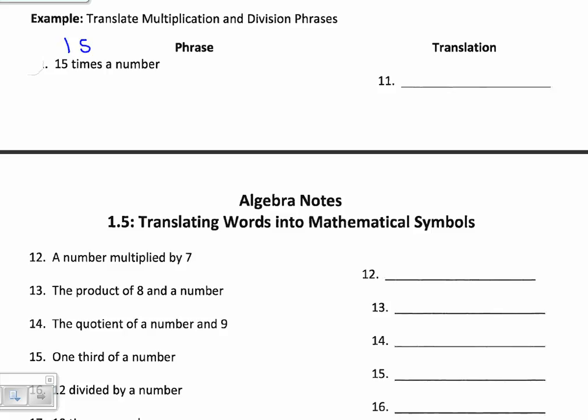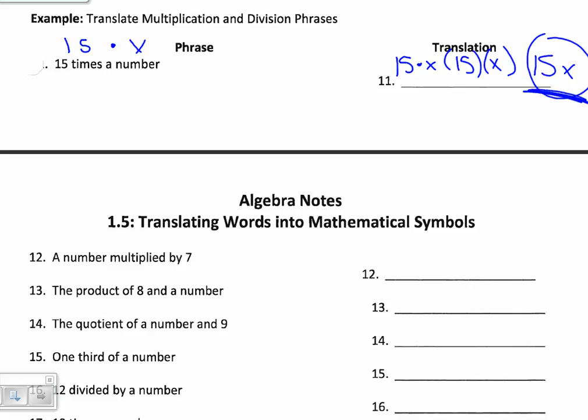15, okay, times means to multiply a number x. So we could write 15 times x. You could write 15 in parentheses and x in parentheses, or we could just write 15x. I'm going to prefer that you write 15x, because we know that when we put two things together side by side, with nothing in between, that is multiplication. So I'm going to prefer that I see this one.